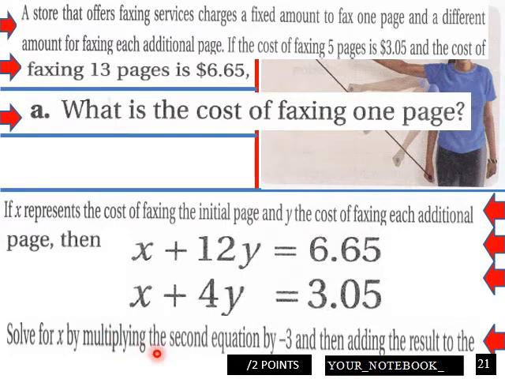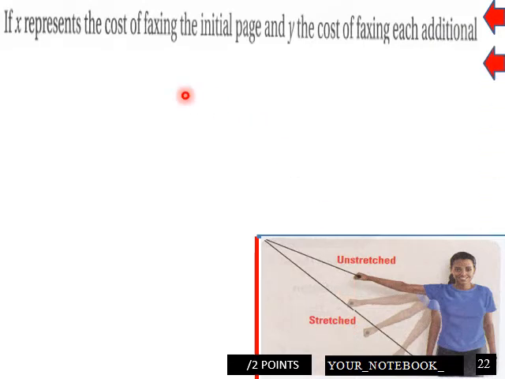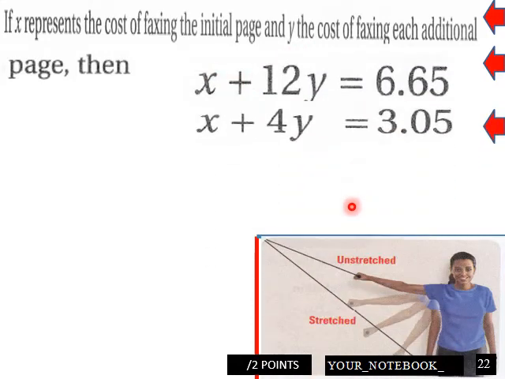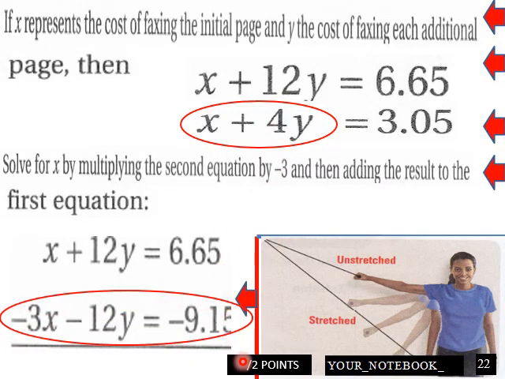Solve for x by multiplying the second equation by negative 3. So we multiply this by negative 3. If x represents the cost of the initial page and y the cost of each additional page, then x plus 12y equals 665, and then x plus 4y equals 305. Solve for x by multiplying the second equation by negative 3. So we're going to do that. And this is what you get here, negative 3x minus 12y minus 915. And then we have our first equation here.